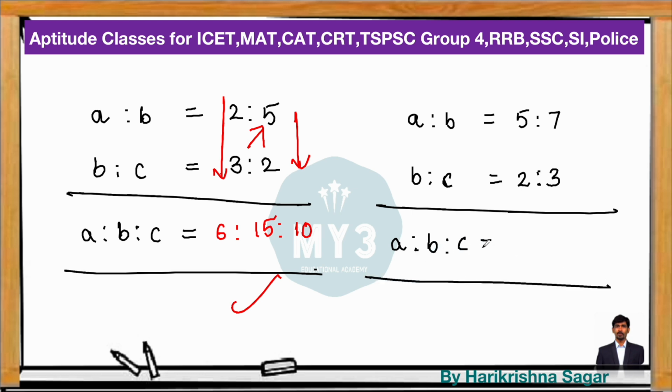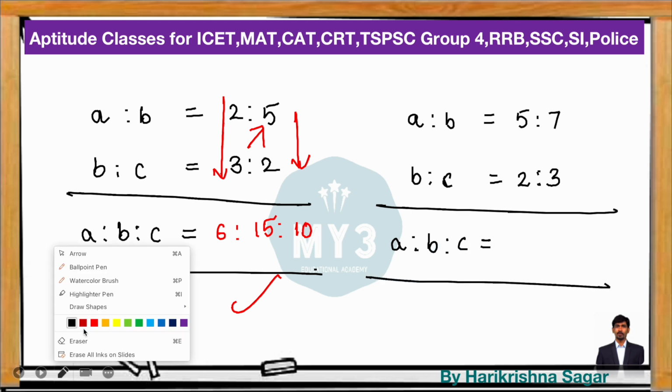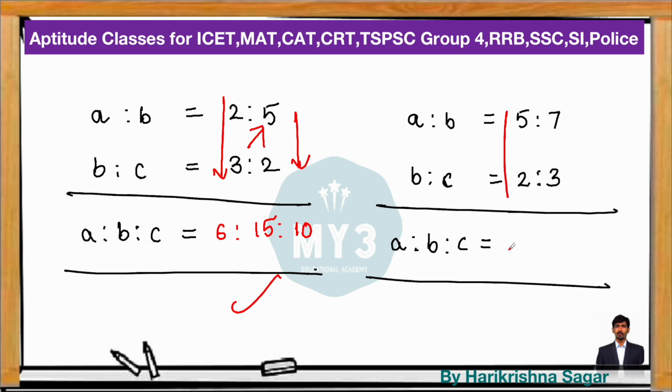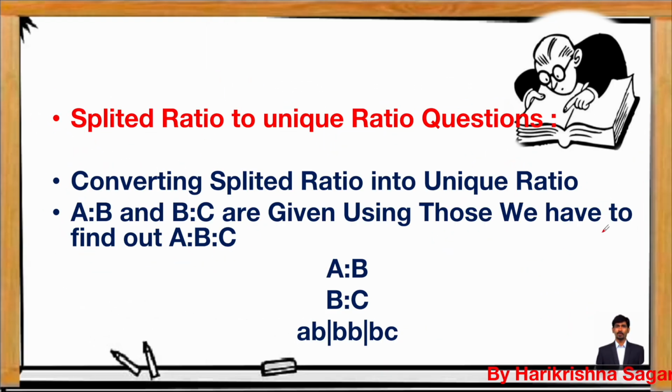A value, just multiply the first terms. That means 5 into 2 which is equal to 10. B value is going to be multiply the cross terms which is going to be 14 and C value is 21. That's how we can find out A is to B is to C here. I hope it is clear. It's a very simple trick and that is what I have mentioned here.